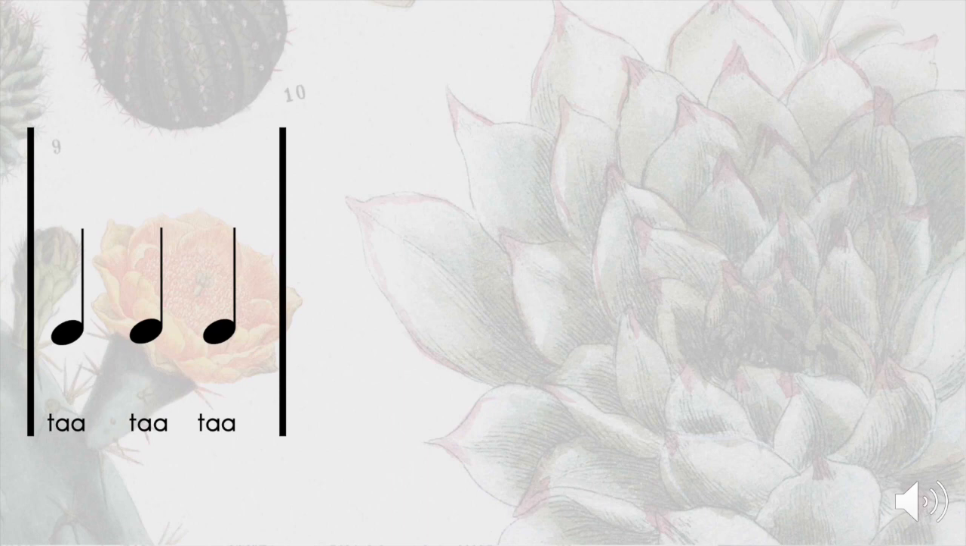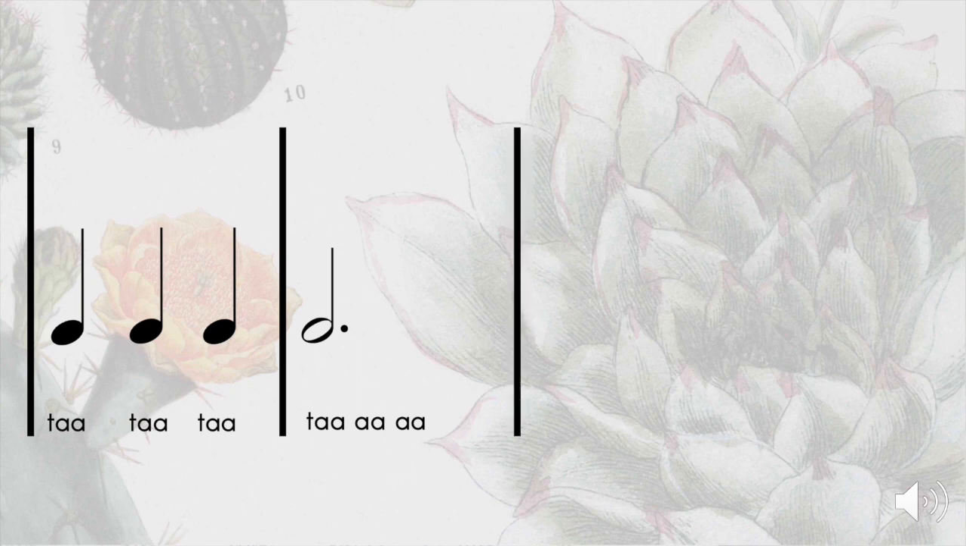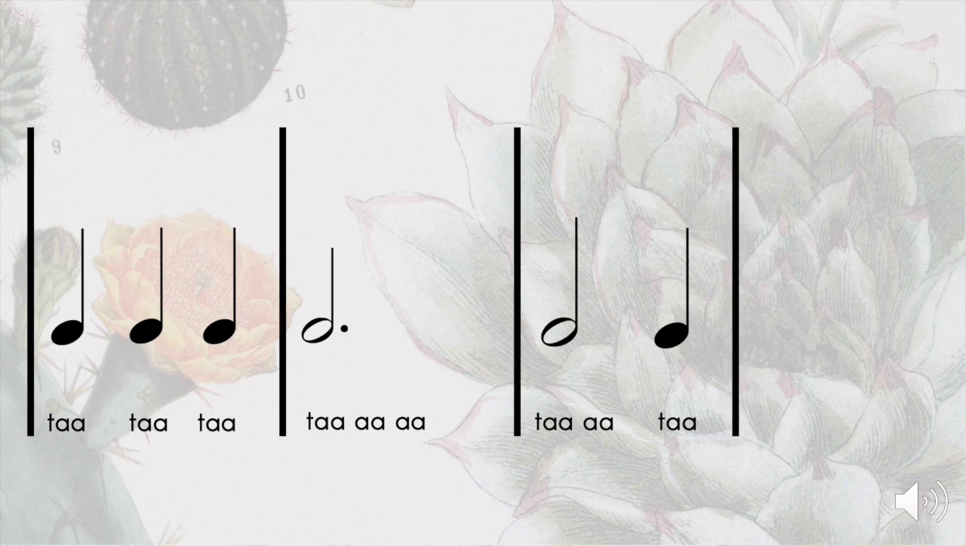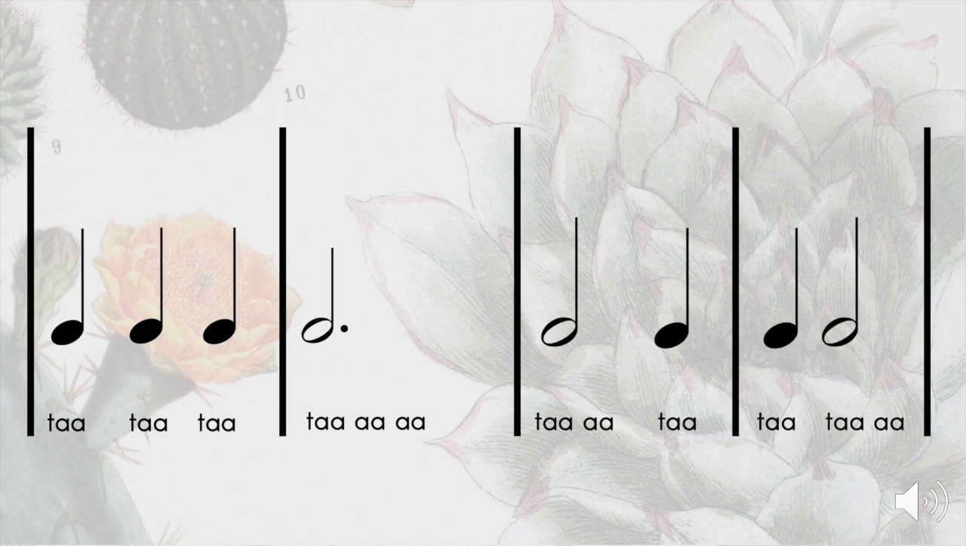Another way to write a 3-pulse measure is to write one 3-pulse note in a measure and then add a bar line. Another way is to write a 2-pulse note followed by a 1-pulse note. And there's another measure with 3 pulses. And last, we could write a very similar measure, except put a 1-pulse note first and then a 2-pulse note, followed by a bar line. So there are some different combinations and different ways that we can write a 3-pulse measure.